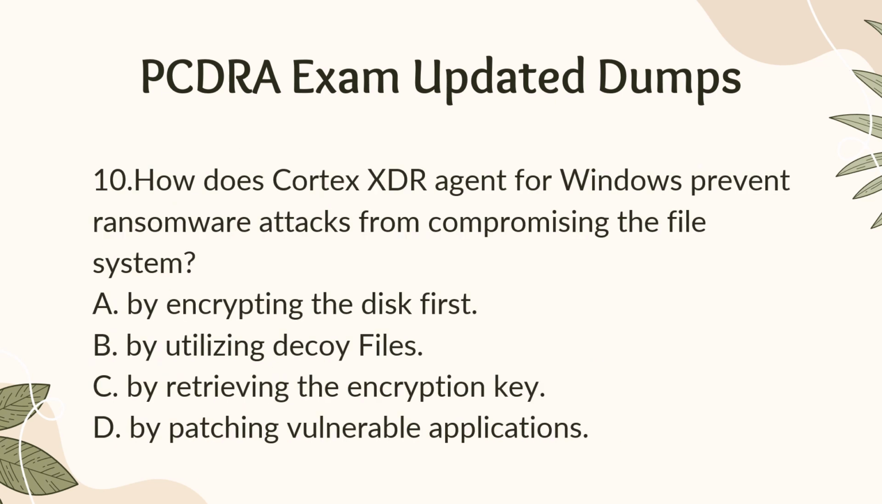10. How does the Cortex XDR agent for Windows prevent ransomware attacks from compromising the file system? A. By encrypting the disk first. B. By utilizing decoy files. C. By retrieving the encryption key. D. By patching vulnerable applications.